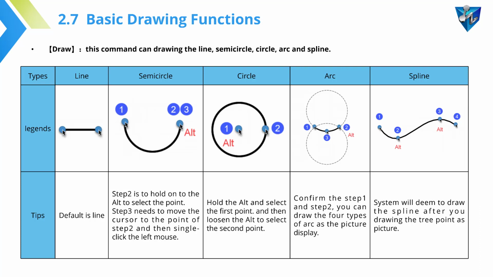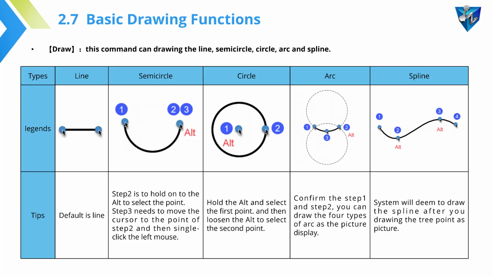Right-click to select the first point, and then define the second point. If you want to create a semicircle, right-click the mouse to select the first point, and then press Alt on the keyboard, and right-click to select the second point. After that, loosen Alt and select the second point again. You will create a semicircle.